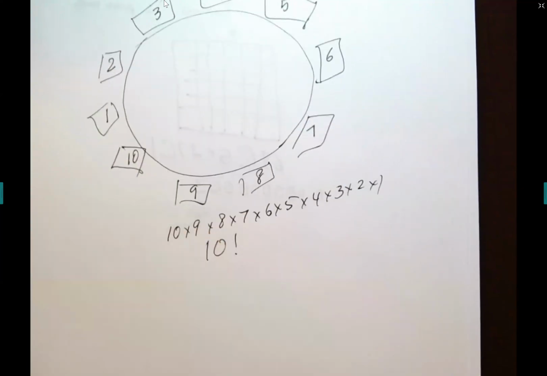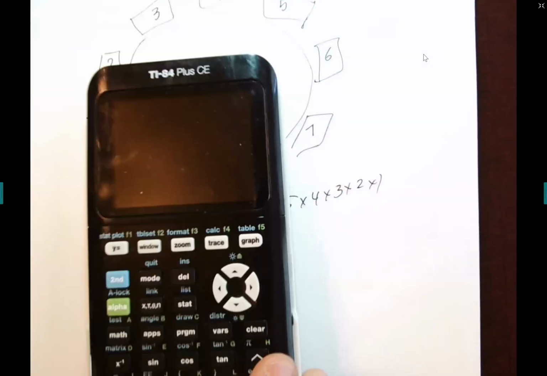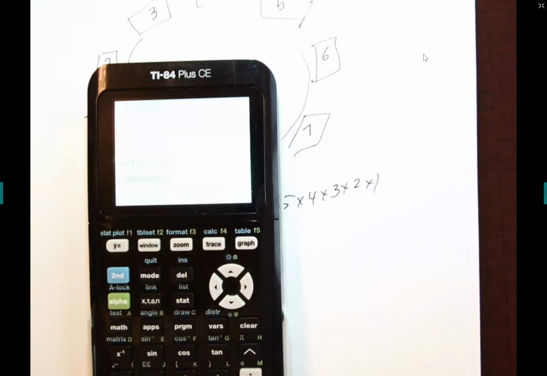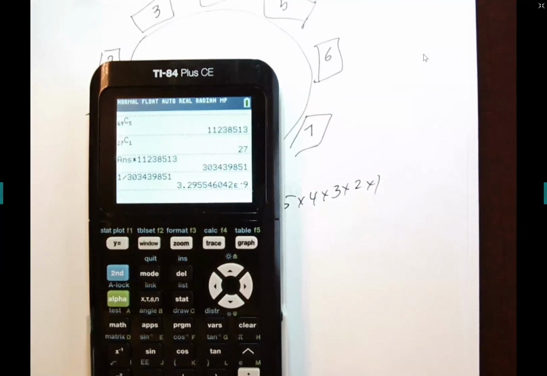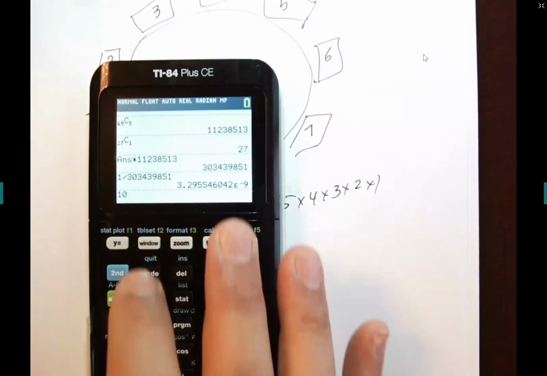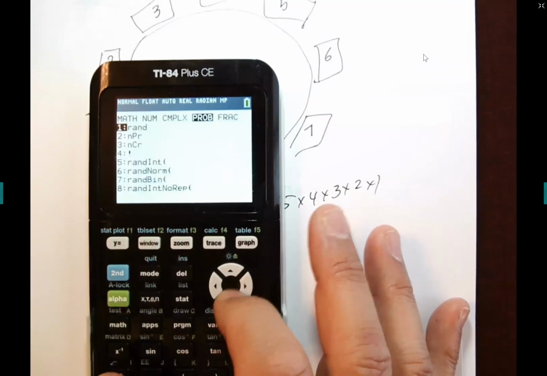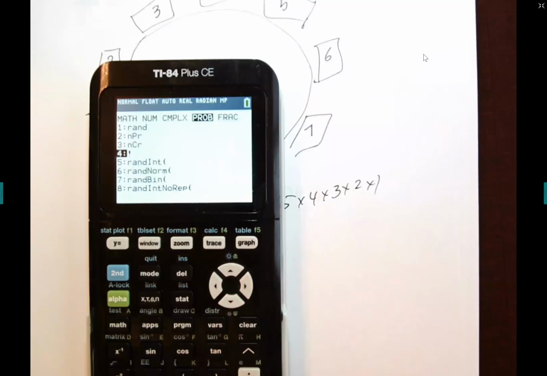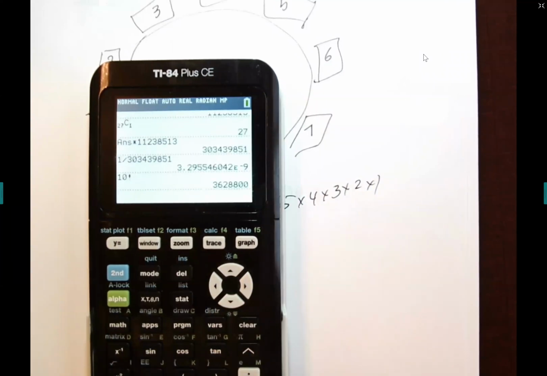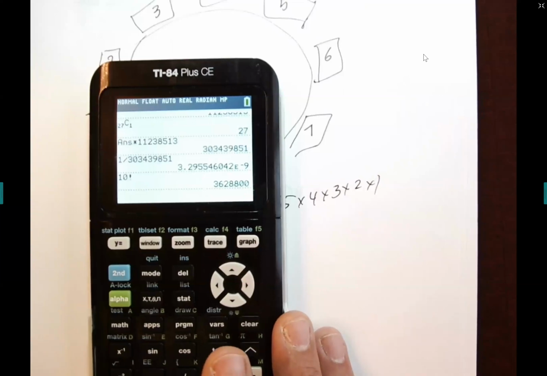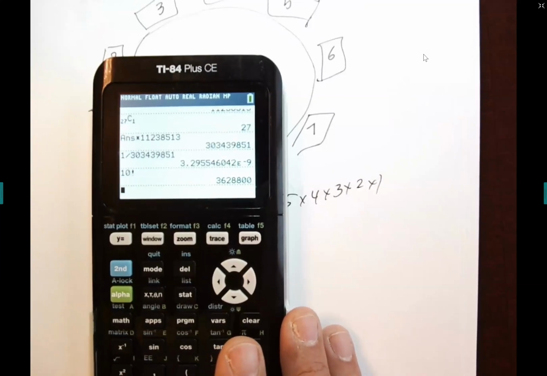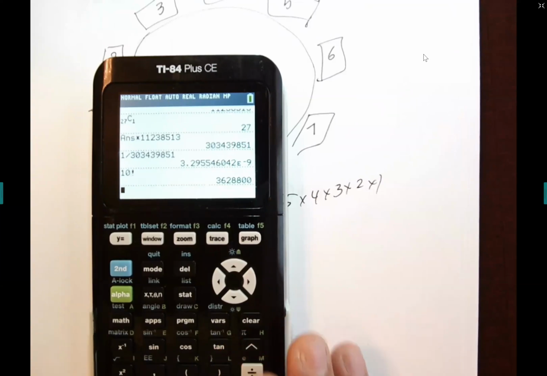And let me show you what 10 factorial is. Ready for the surprise? 10, and then go to math, factorial. So Miriam was very close. There are 3,628,800 ways to seat 10 people around a table of 10.